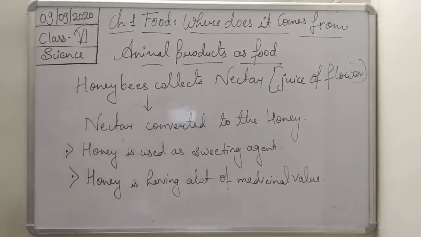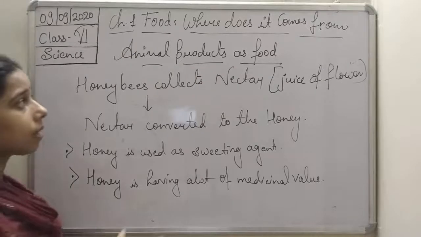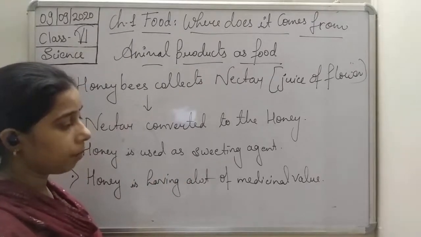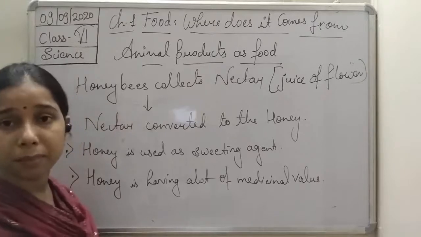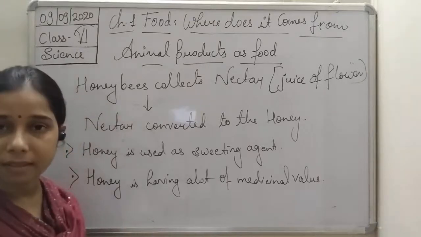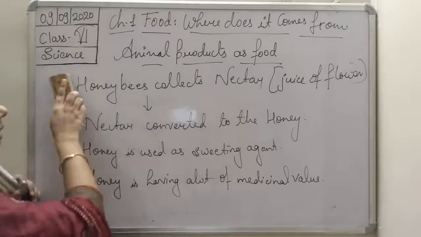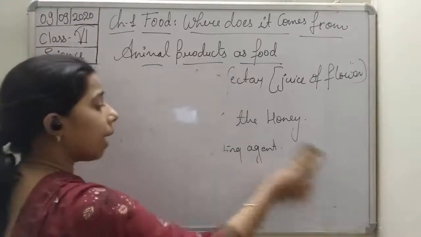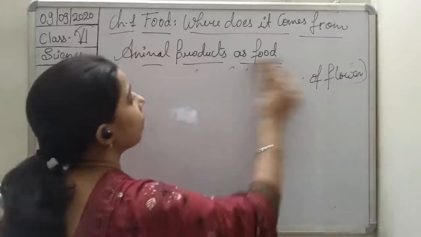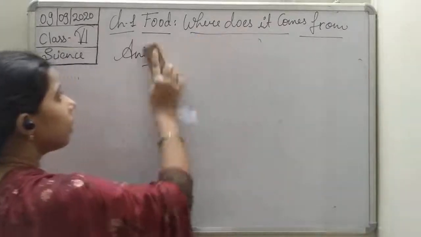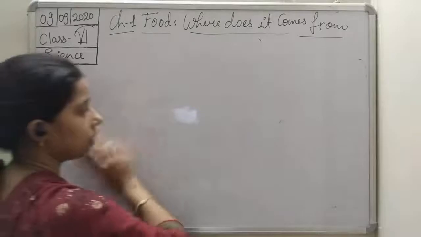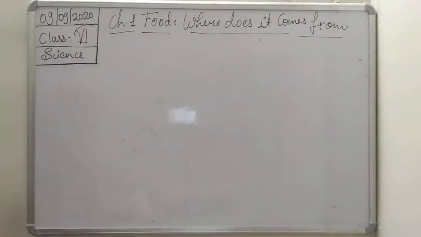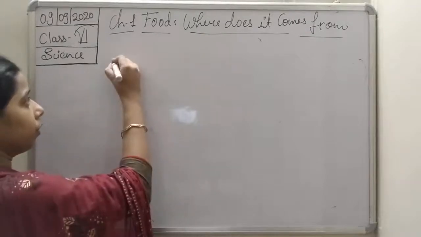So from this, students, what we discussed is that honey is very important and is also used in the preparation of medicines. So these are the animal products which you eat as food. Now by all these things, students, you have understood two things. The first, that there are two sources of food.